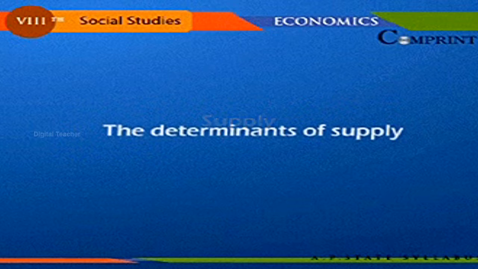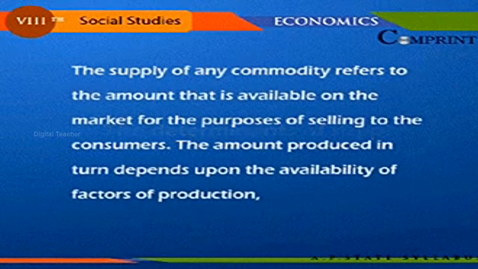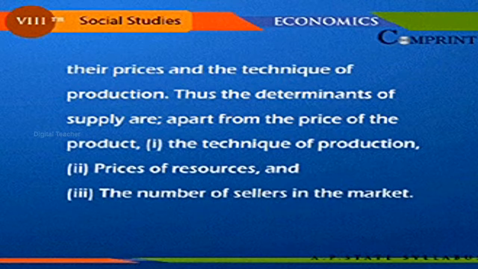Supply. The determinants of supply. The supply of any commodity refers to the amount that is available on the market for the purposes of selling to the consumers. The amount produced in turn depends upon the availability of factors of production, their prices, and the technique of production. Thus, the determinants of supply, apart from the price of the product, are: 1. The technique of production, 2. Prices of resources, and 3. The number of sellers in the market.